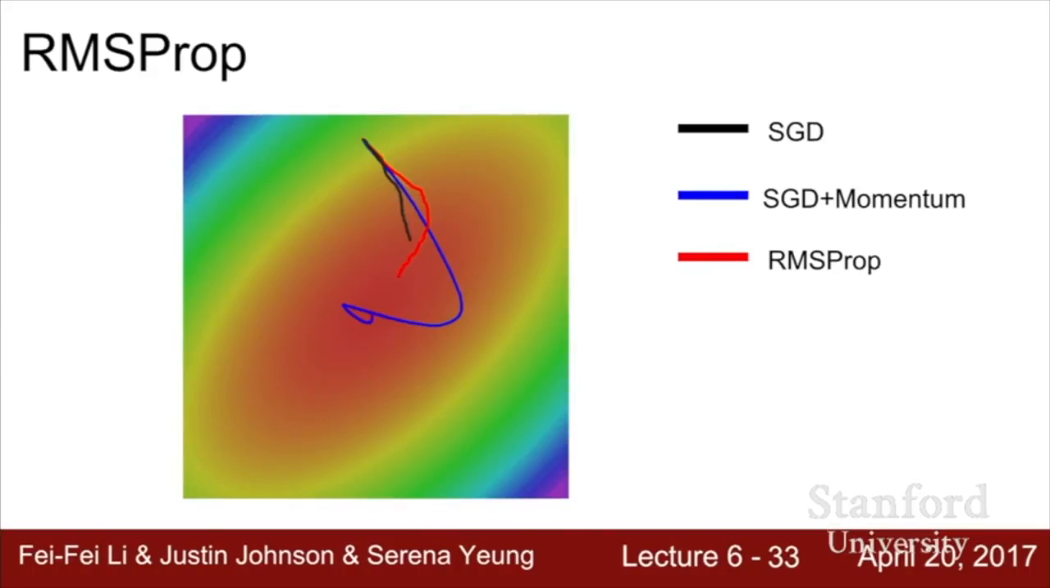And if you plot, here again, we're showing our favorite toy problem with SGD in black, SGD momentum in blue, and RMS-prop in red. You can see that RMS-prop and SGD momentum are both doing much better than SGD, but their qualitative behavior is a little bit different. With SGD momentum, it overshoots the minimum and comes back. Whereas with RMS-prop, it's adjusting its trajectory such that we're making approximately equal progress among all the dimensions.